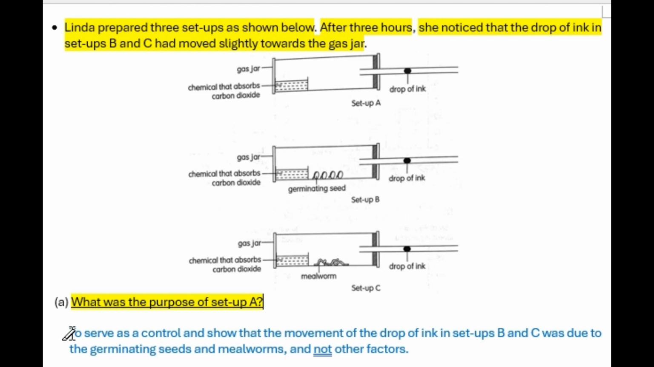To serve as a control and show that the movement of the drop of ink in setups B and C was due to the germinating seeds and mealworms, and not other factors.